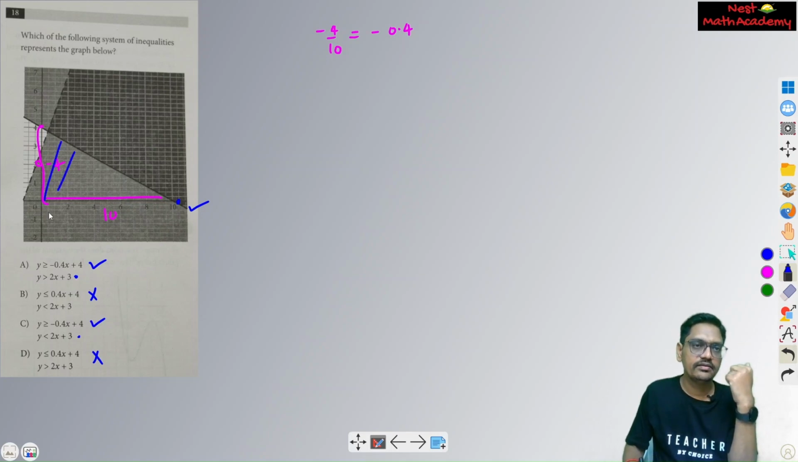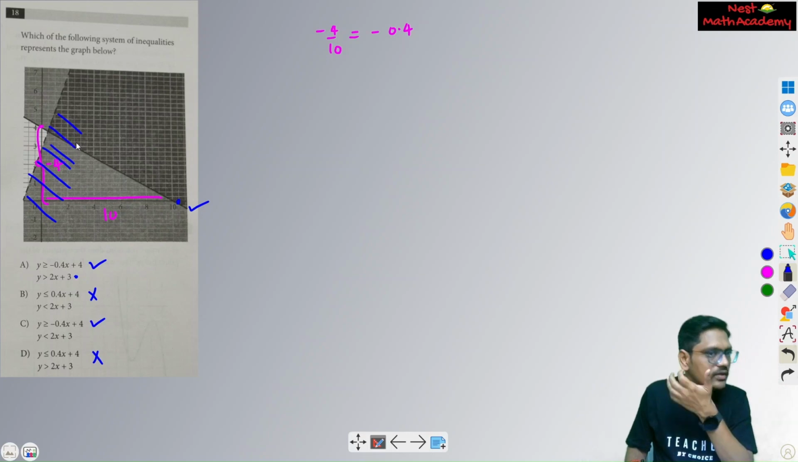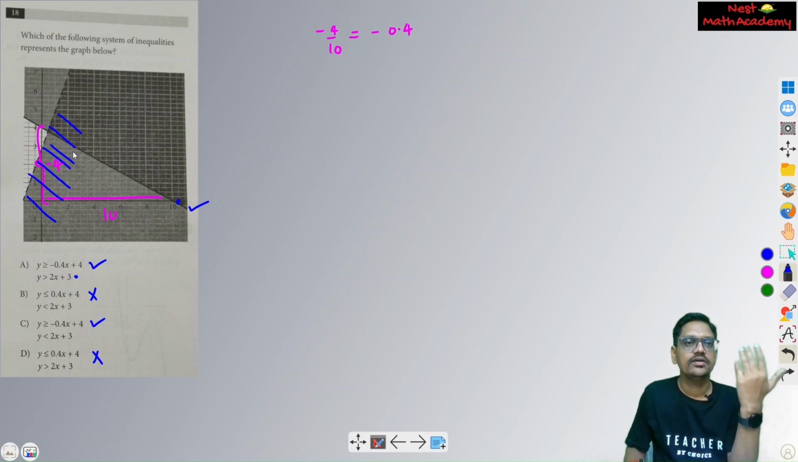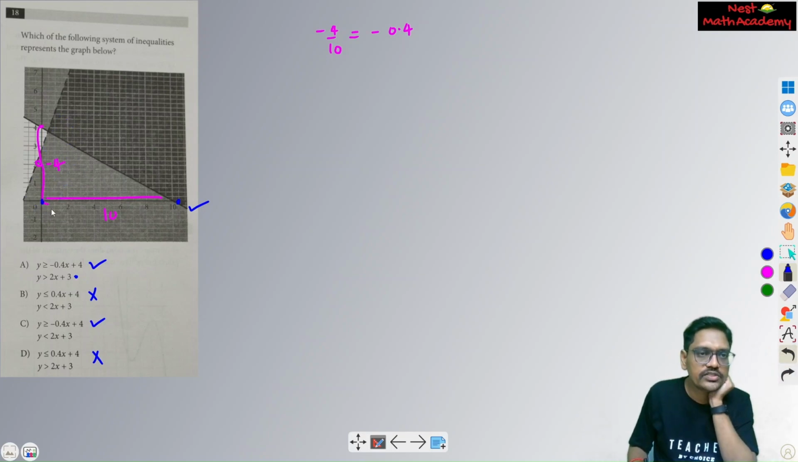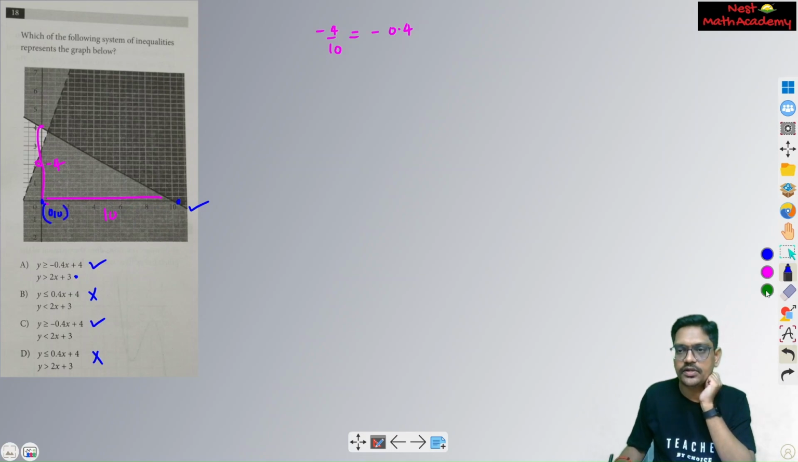They have shaded the downside, this side of the line. For the dotted one, this is the dotted line. So they shaded this side of the line. So if you are shading this side of the line, we need to see which one is correct. So let's say I'll take this 0, 0 as the test point. Okay, if I'm taking 0, 0 as the test point, you can take any point, but 0, 0 is easier.